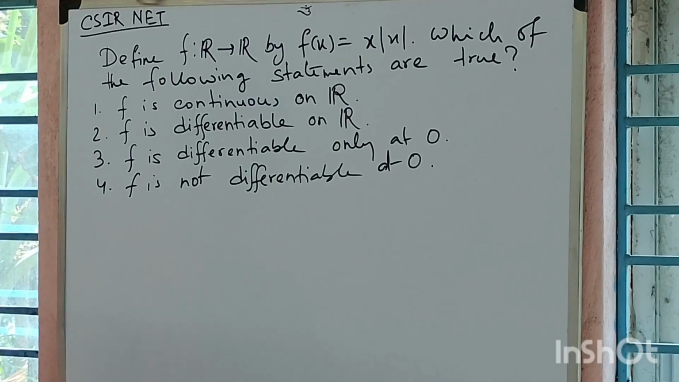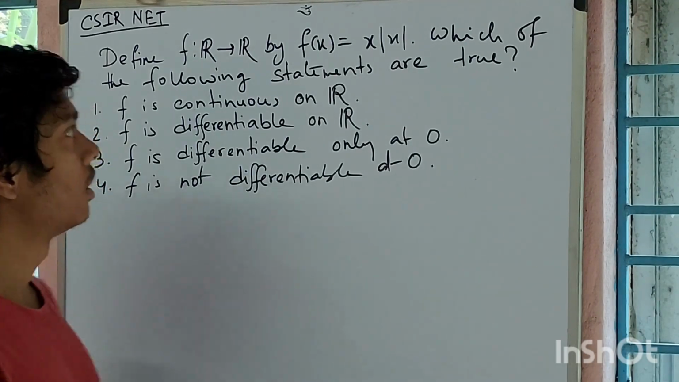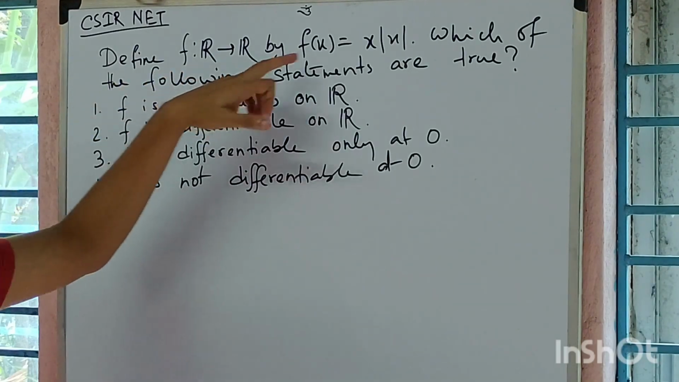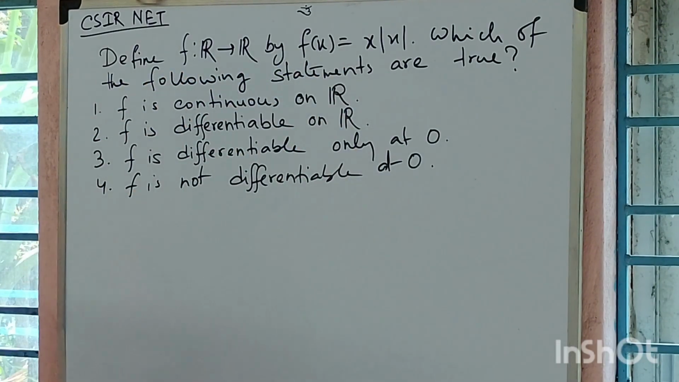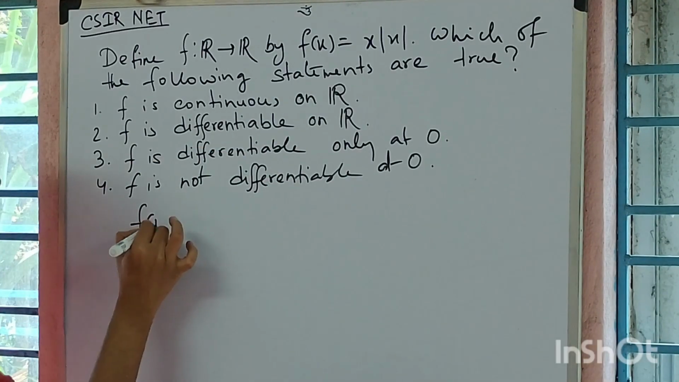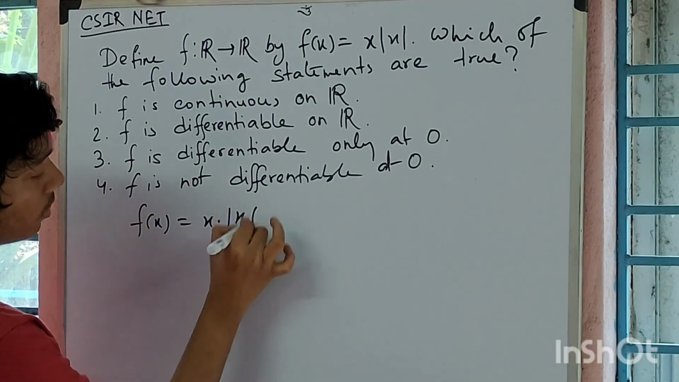Okay, it's based on real analysis. I don't know how such an easy question has come. It has been said to define a function like this. Which of the following statements are true? Okay, so my function is f(x) = x|x|.